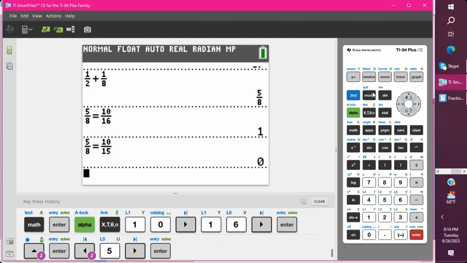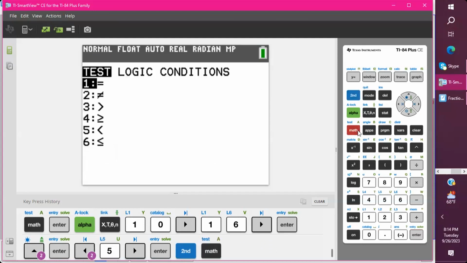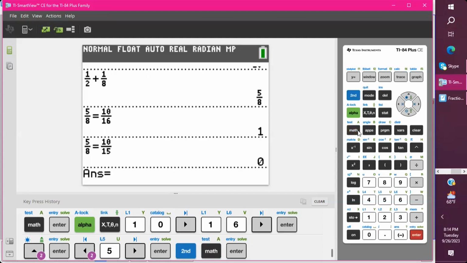And again, to get to that equal sign, it was second test, and then we could do the equal sign. You could do inequalities as well. Is one fraction larger than the other one? And it will give you that answer. And if I do that, it pastes that equal sign in there.